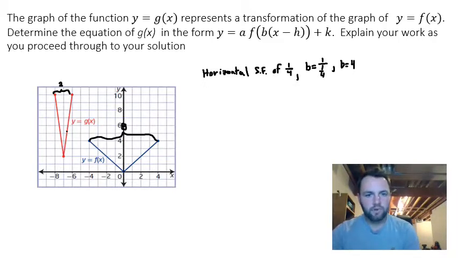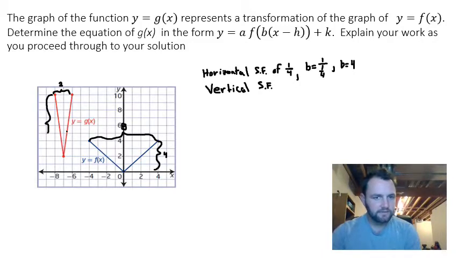Our next step is to take a look at the vertical stretch factor. And this one's a little bit nicer because, remember, it does exactly what it says it would. In our original graph, let's look at how tall this graph is from the points we've been given. It's got a height of 4. How tall is this other graph? Well, it goes from 2 all the way up to 10. So it's got 8 units from the bottom to the top.